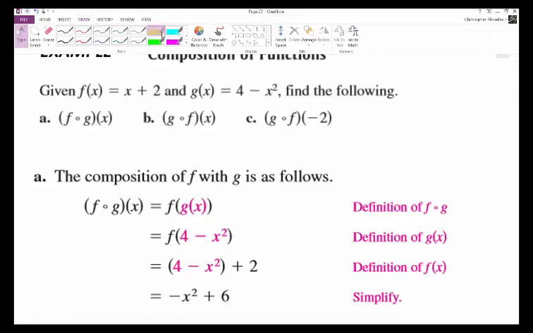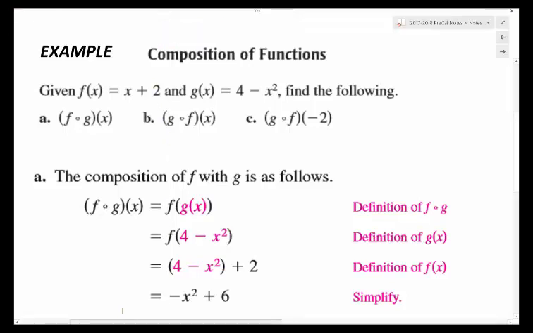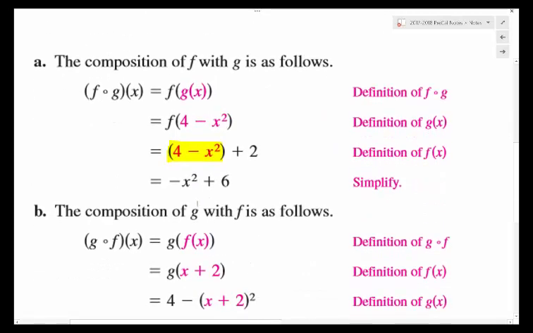You can see that demonstrated right here. So notice this is basically x plus 2, but now I'm plugging in 4 minus x squared for that. So now when I plug that in, I just simply combine like terms, and the composition of f with g is negative x squared plus 6.